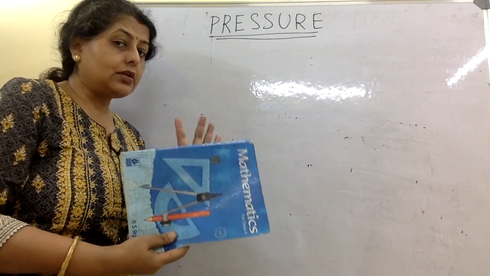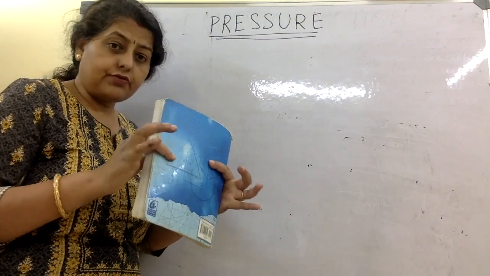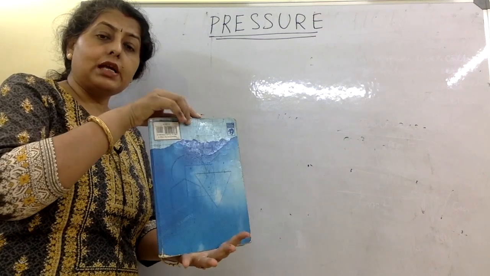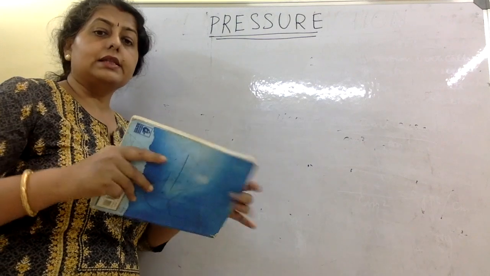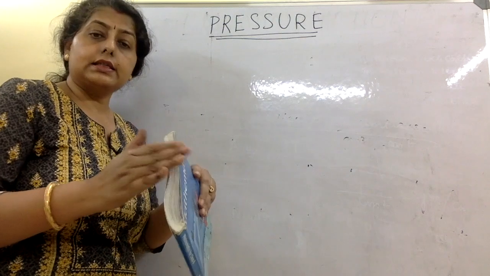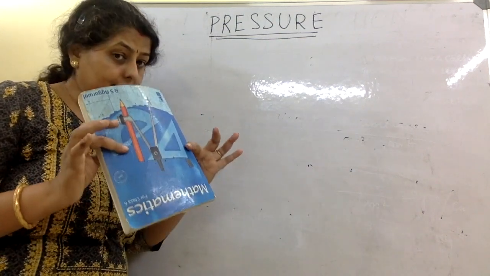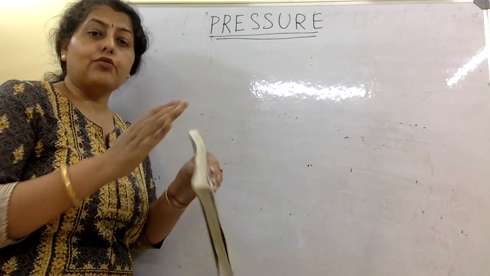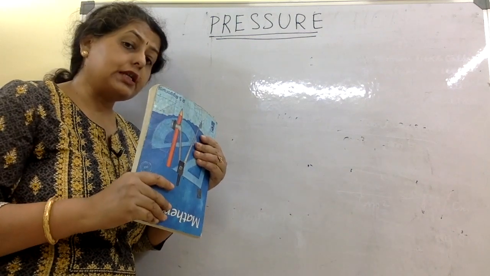So you see the area of contact is changing depending on how I am keeping the same body in different ways. Now I keep this on the table like this. How much is the area of contact? This much is the area of contact. Whether this side or this side, it is this much. So for the same weight of the body, there are three different areas of contact. One is this, one is this, and one is this.